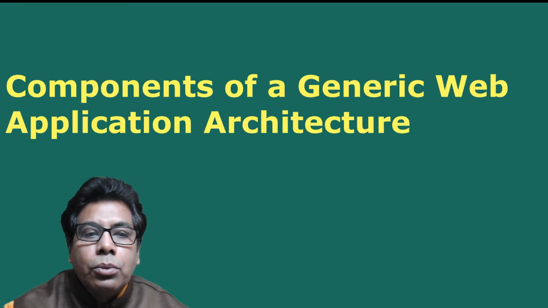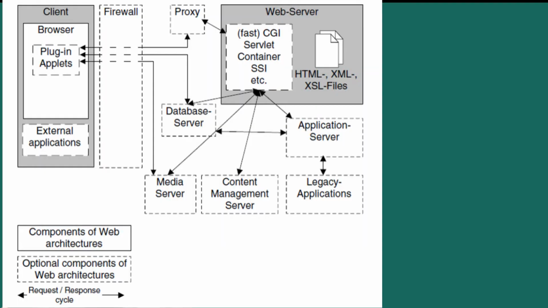Then let us go to the components of a generic web architecture. Figure shows the basic components of a web architecture and their relationship. Here we have shown the main components of a web architecture, client and web server, in shaded form, and optional components of the web architecture such as database server, application server, media server, content management server, and legacy applications, proxy and firewall with dotted lines.